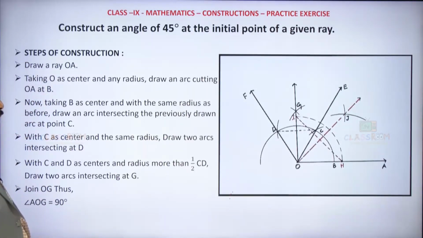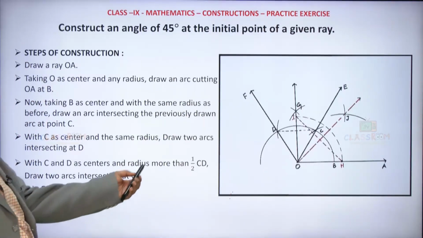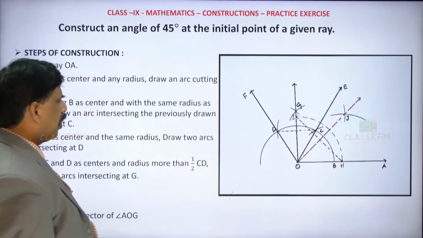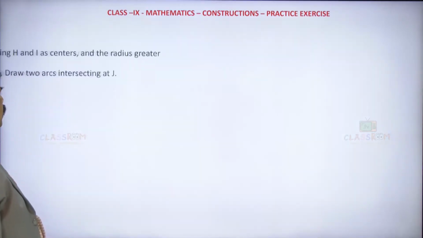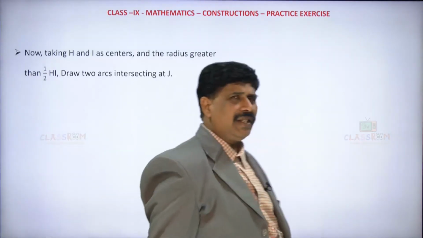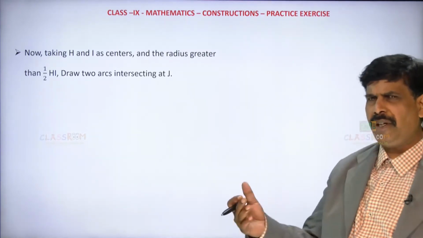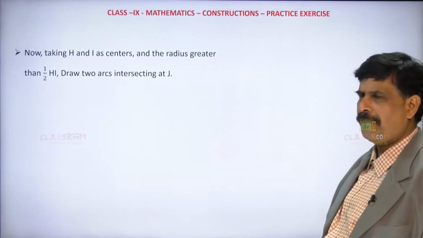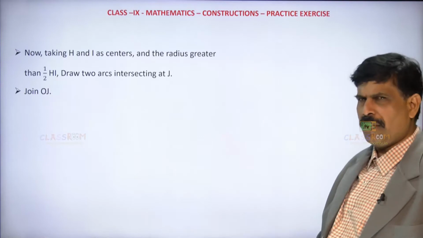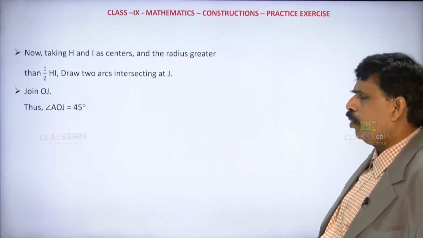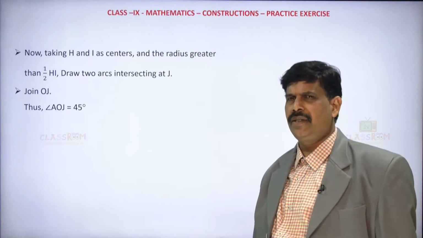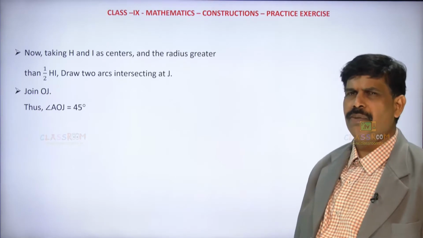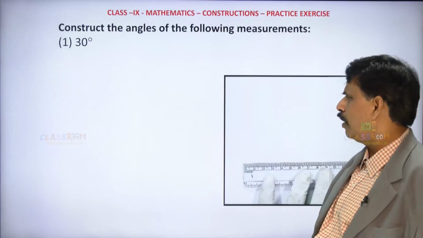Understood. So let us continue the steps of construction. We got it up to AOG 90. From there, what we have done here, we have to draw the bisector of AOG. So now taking H and I as centers and radius more than half HI, we have to draw the arcs, and these two arcs, they intersect each other at J. So join OJ now. So thus angle AOJ is 45 degrees. Is it clear? So this is how we can draw 45 degrees by using a compass. Clear? See the next one now.